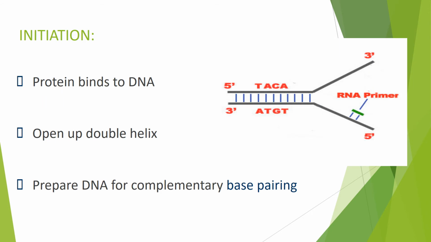During initiation, proteins bind to the origin of replication on the DNA, while the enzyme DNA helicase unwinds and opens up the DNA double helix. Finally, 2 replication forks are formed at the origin of replication, preparing the DNA for complementary base pairing.